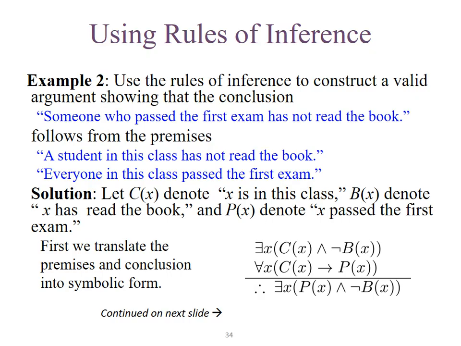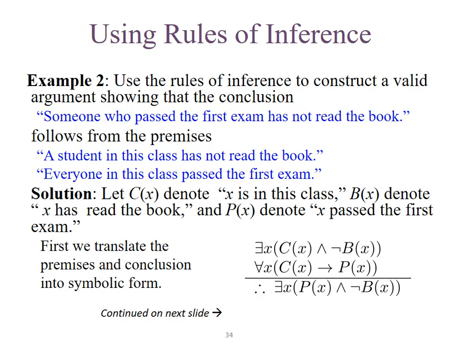Next, let's see another example. We have the premises. A student in this class has not read the book. Everyone in this class passed the first exam. So the conclusion is: some student in this class who passed the first exam has not read the book.